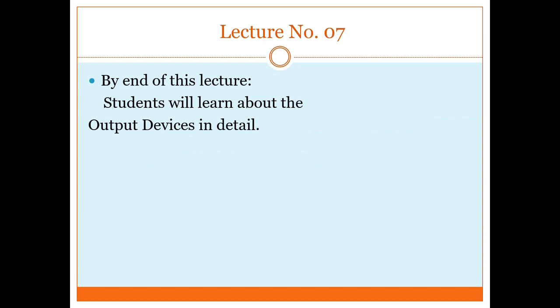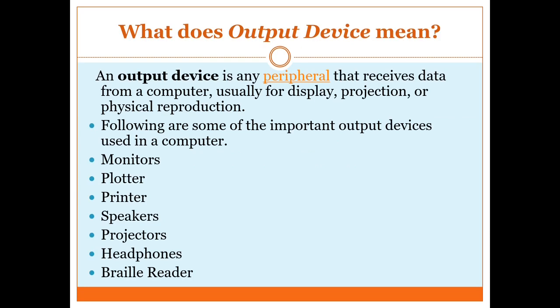Today it's my lecture number 7, and by the end of this lecture, the student will learn about output devices in detail. What does an output device mean? An output device is any peripheral that receives data from a computer, usually for display, projection, or physical reproduction.